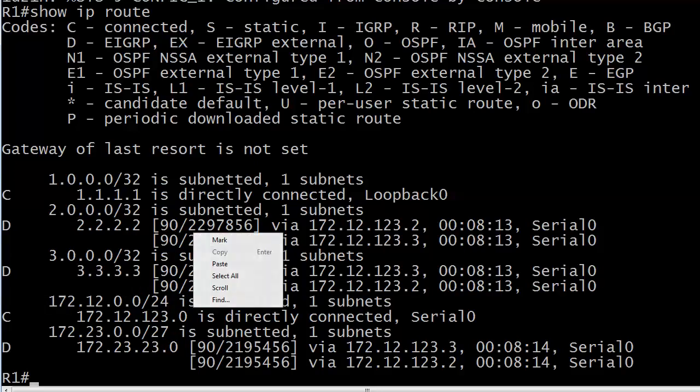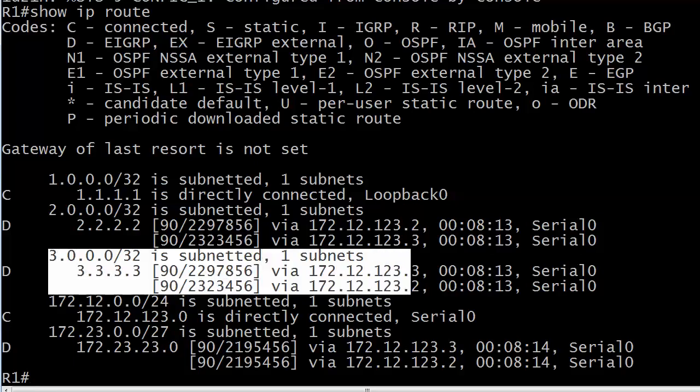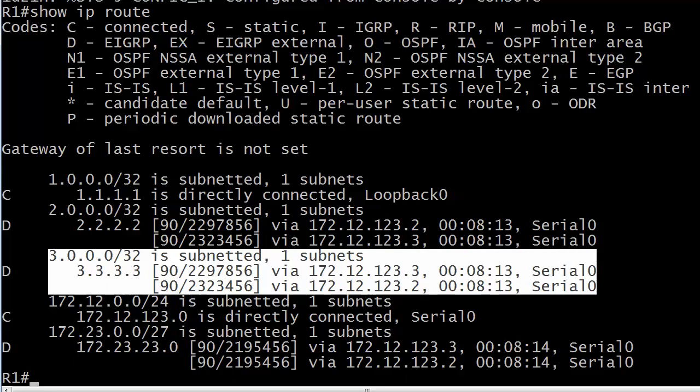Notice that it doesn't change the feasible distance one bit. What it does is it makes it acceptable to EIGRP to bring that extra route in. Also note that it did the same thing with 3. Maybe you wanted to do that, maybe you didn't, but the variance command is all or nothing. You can't say variance to network 2000. You can't do that. Variance is all or nothing. But this is exactly what it does: you're enabling unequal cost load balancing.